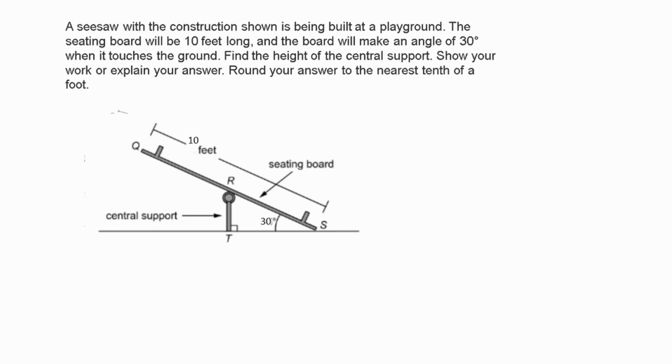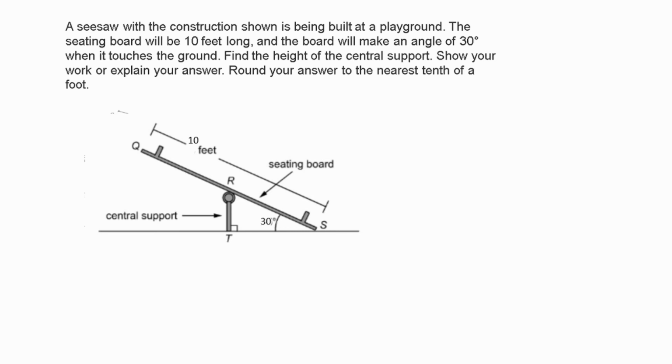Next up, it says a seesaw with the construction shown is being built at a playground. The seating board will be 10 feet long, and the board will make a 30-degree angle when it touches the ground. Find the height of the central support and show your work or explain your answer. Round to the nearest tenth of the foot, right?